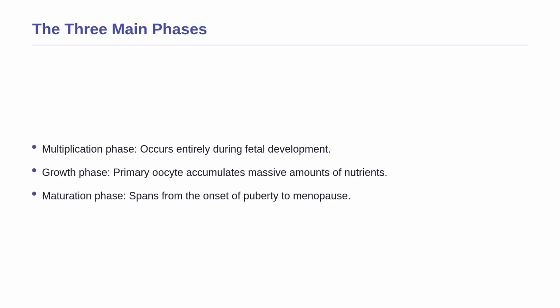Building on that definition, let us break down the timeline of this incredible process. Oogenesis does not happen all at once. It is divided into 3 distinct phases. First is the multiplication phase, which occurs entirely during fetal development, before the female is even born. Next is the growth phase, where the primary oocyte accumulates the massive amount of nutrients it will need. Finally, we have the maturation phase, which spans from the onset of puberty all the way to menopause. This highly regulated cycle ensures that eggs are released only when they are perfectly ready.